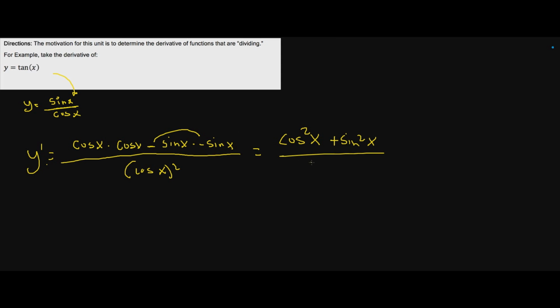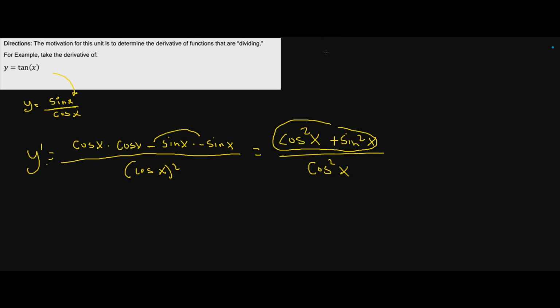Subtracted by, well, leave the top alone, multiplied by the derivative of the bottom, which is negative sine, all divided by the bottom squared, cosine of x squared. This is going to be cosine squared of x. Negative times a negative turns into a positive, so plus sine squared of x, all divided by cosine squared of x.